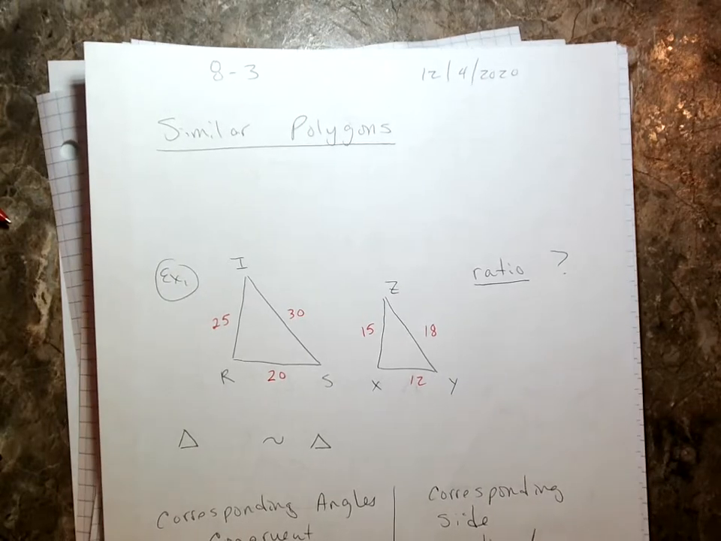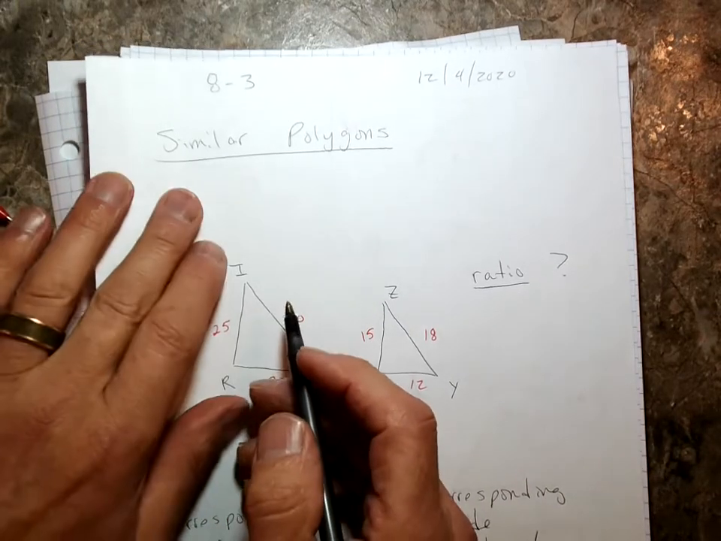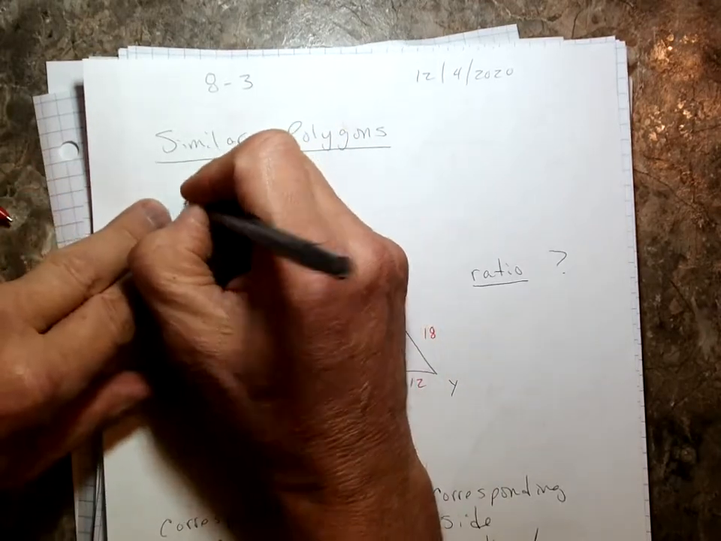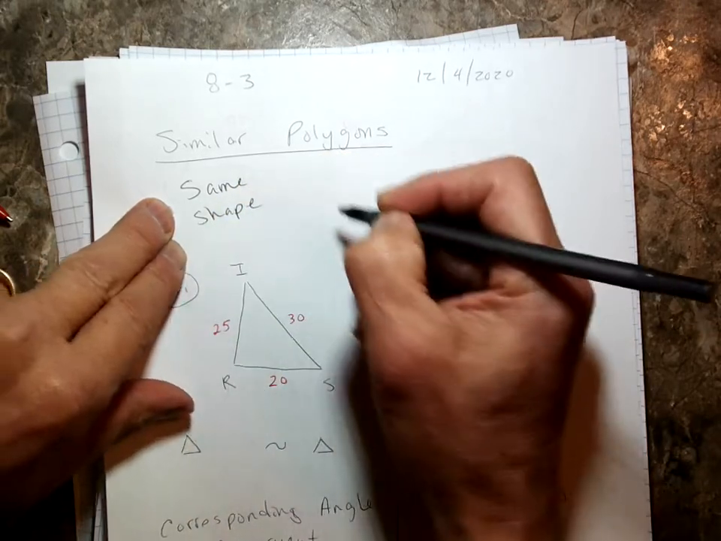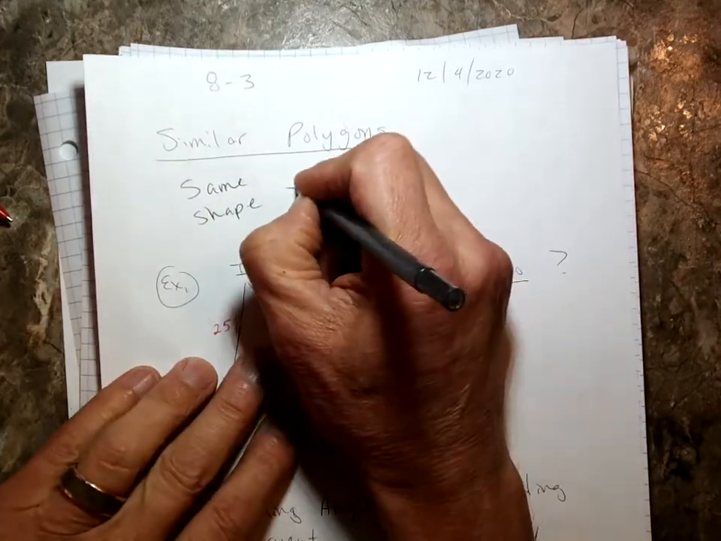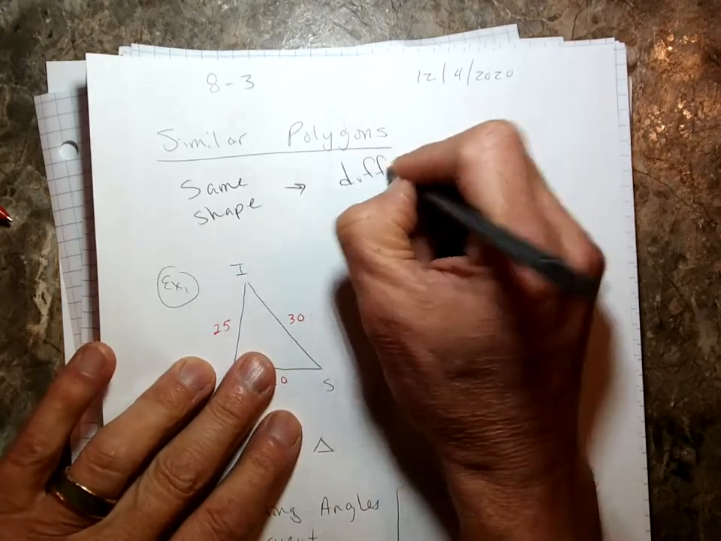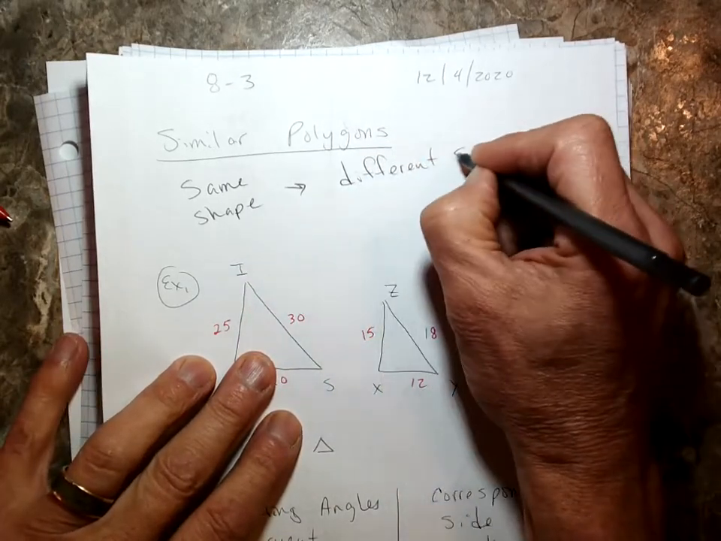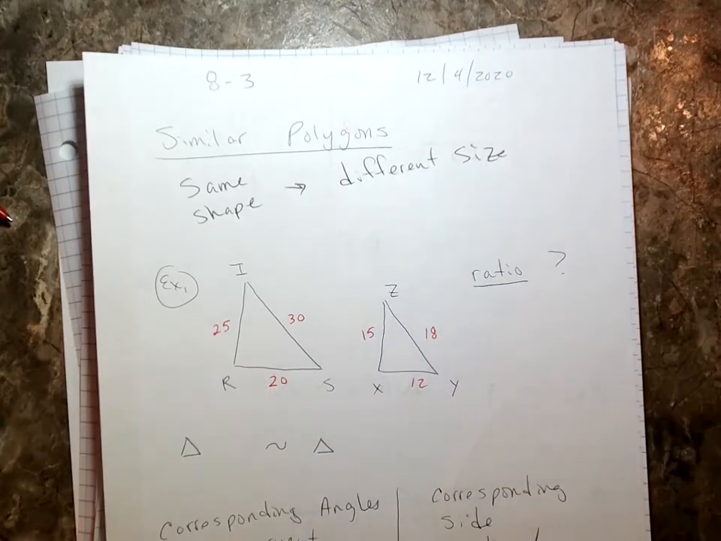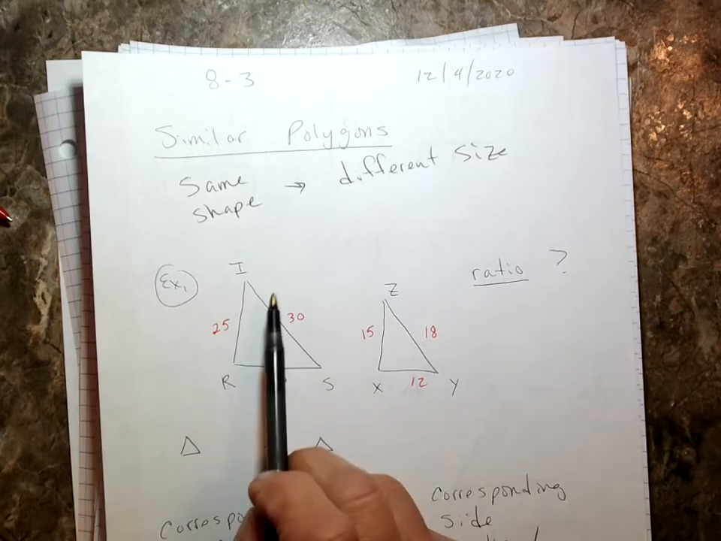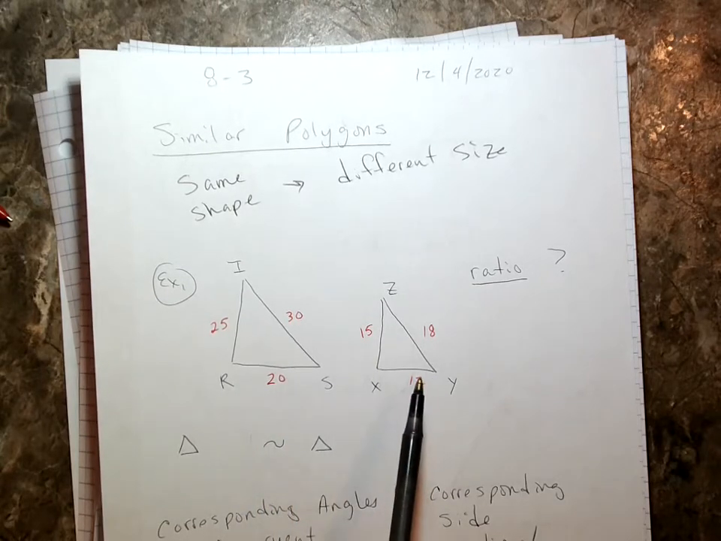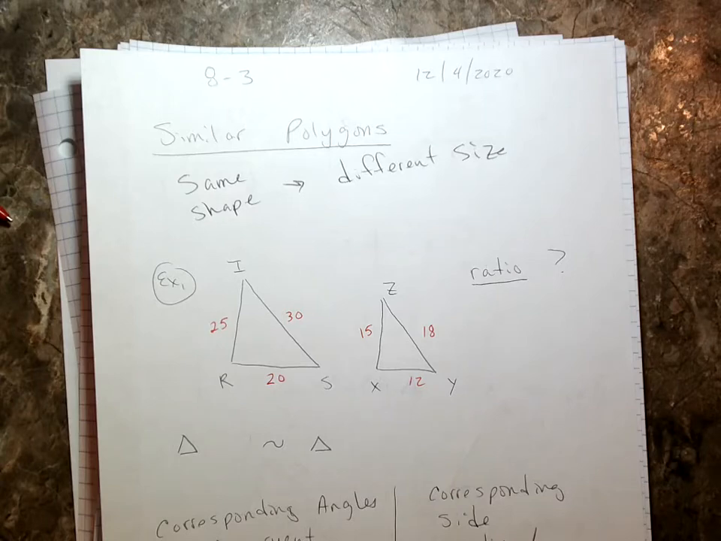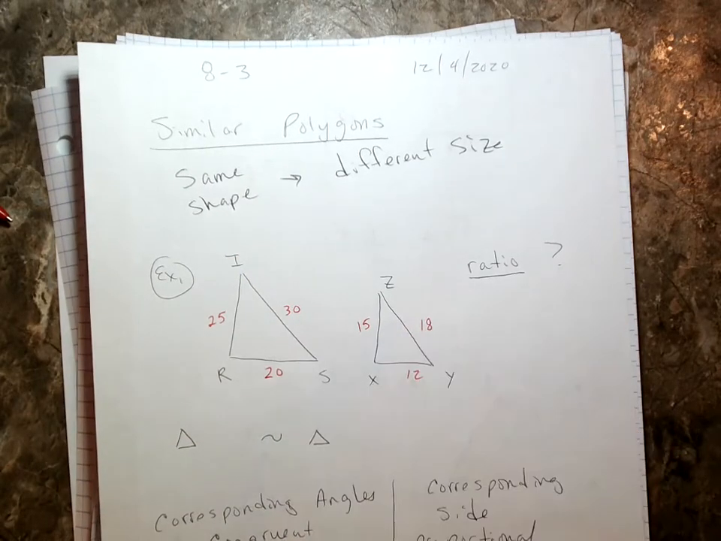Okay, today, similar polygons. Similar is going to mean same shape, but maybe different size. If they have the same shape, then one of the things we know is that the angles are still going to be equal. Same shape, right? But the sides are different sizes. So this triangle is bigger than this triangle, right?